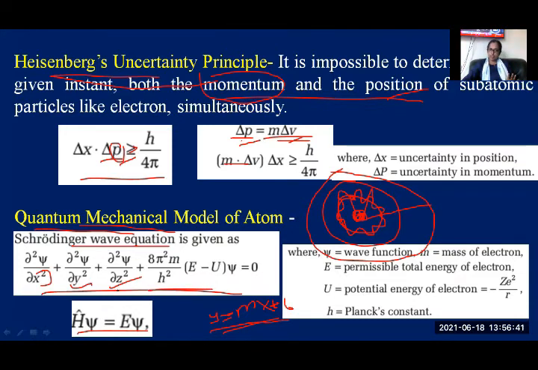Okay, it accounts for the three-dimensional motion. It considers all the three dimensions. Okay, and it is equal to this plus 8 pi square m by h square into E minus U into psi equal to 0. It considers the potential energy as well as the kinetic energy part of the motion. Okay, or in general we can write it as H psi is equal to E psi, where H is called the Hamiltonian operator.